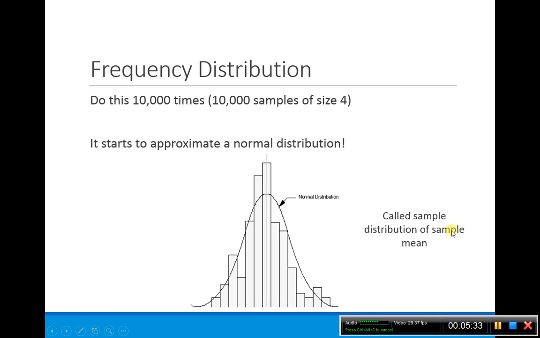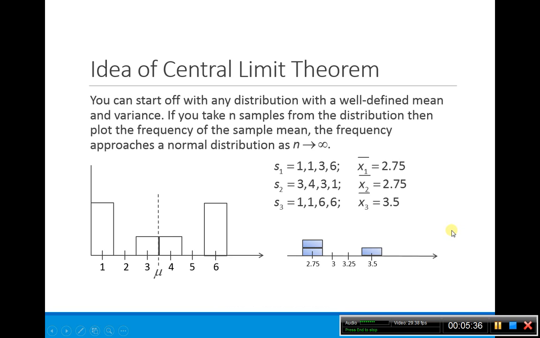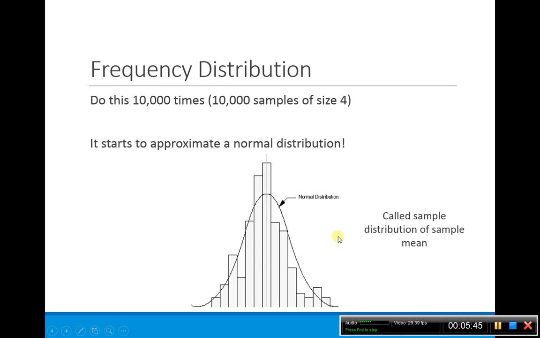So I take a sample from some kind of distribution. In my previous one, here's what my distribution looks like. It has a well-defined mean and variance, but it looks a little odd. I take a sample and I take the mean from it. So I'm taking the sample mean. That's what I call the sample mean. And I look at the frequencies of those sample means, and that's what I'm plotting here. How often do I get this number? So in the previous example, how often did I get 2.75? How often do I get 3.5?